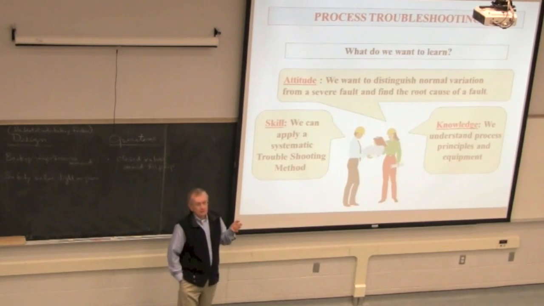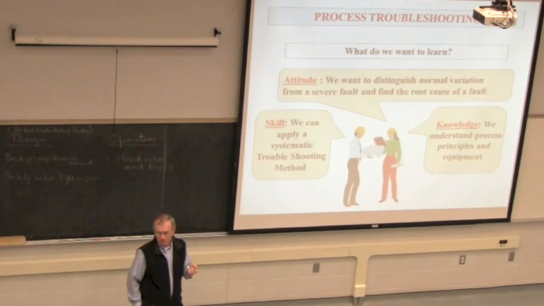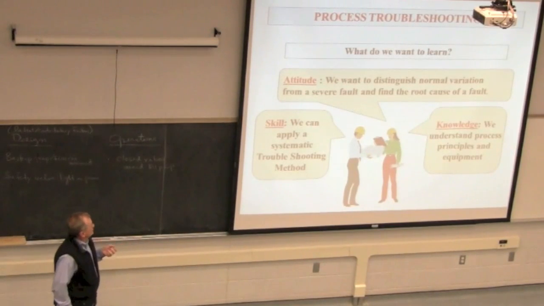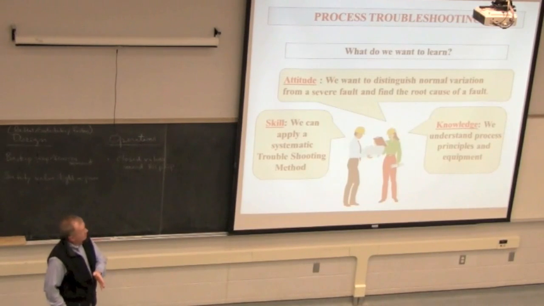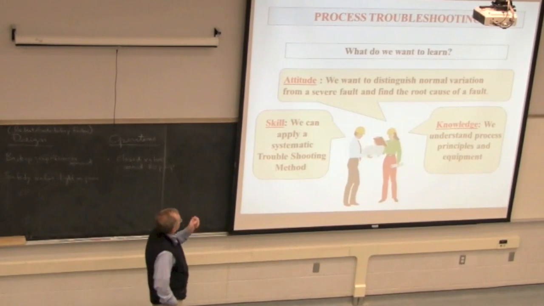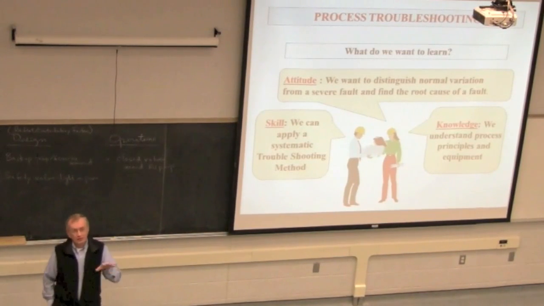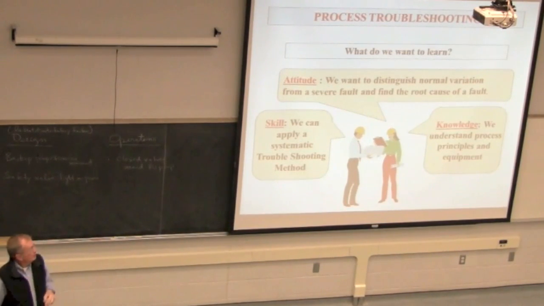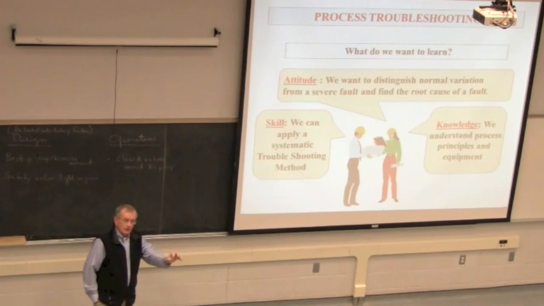And then the attitude. There's going to be an attitude about safety. There's going to be an attitude about troubleshooting. You want to do a good job, or I don't really care. So here we want to distinguish normal variation, things that are happening all the time, from faults, and we want to be able to find the root cause of the fault and fix it.